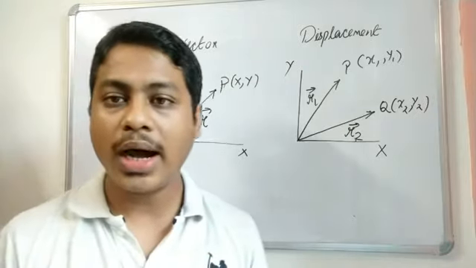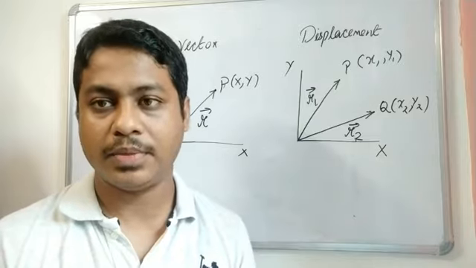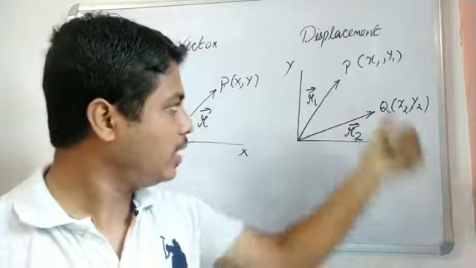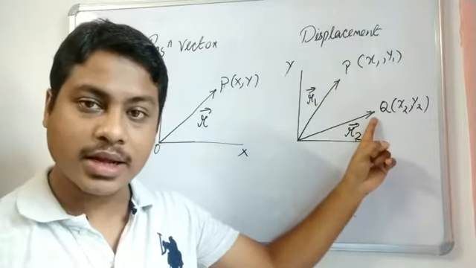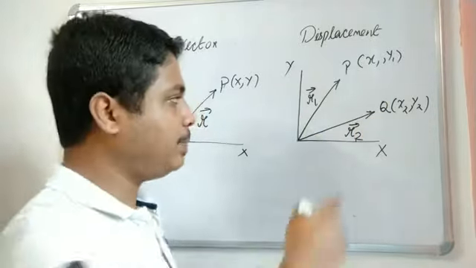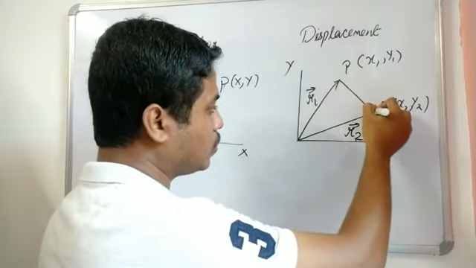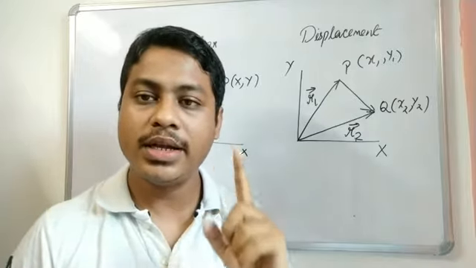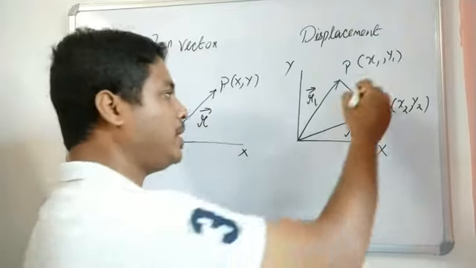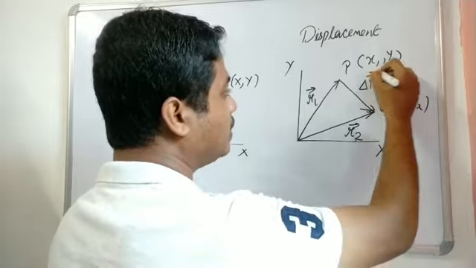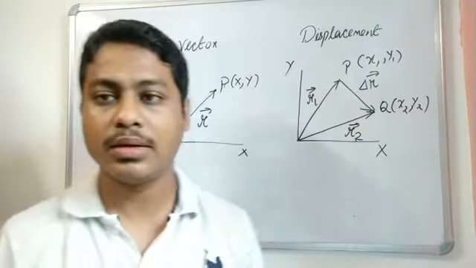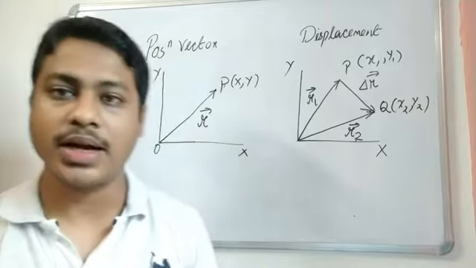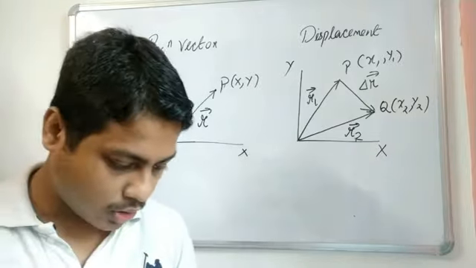For drawing the displacement vector we need two points, an initial point and a final point. Initial is this, final is this. You draw a vector from the point P to the point Q. This represents your displacement vector, represented by delta R vector. Clear? So this is our position vector and the displacement vector. So you need to draw this in your copy.